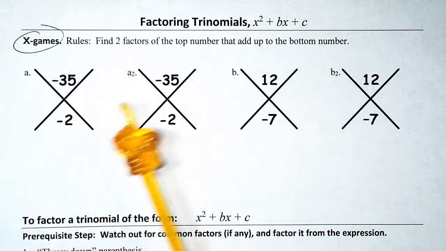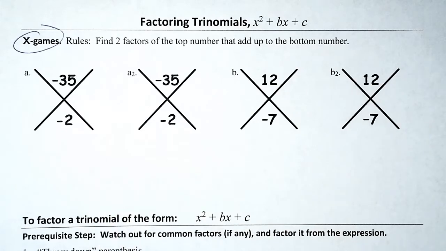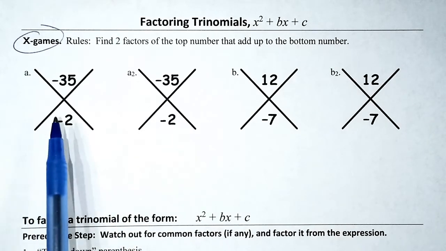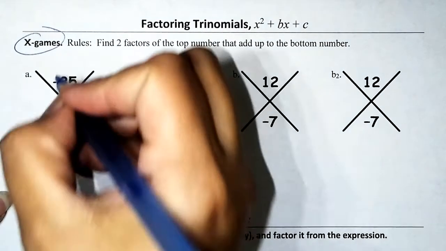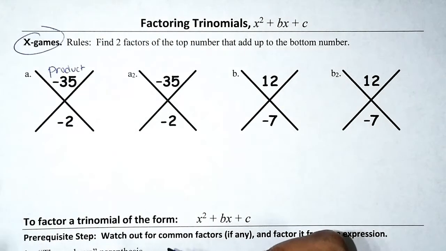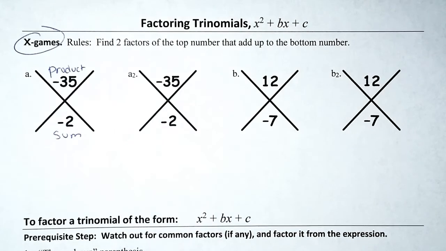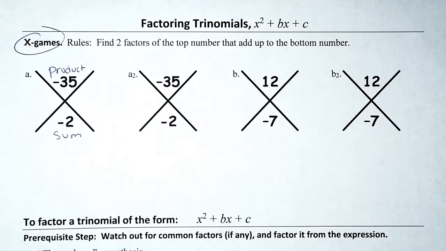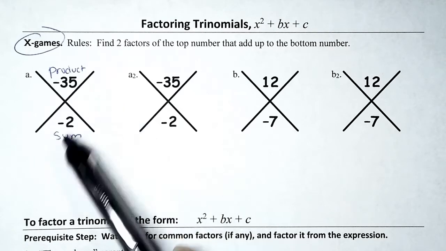So for problem A, we want factors of the top that add up to the bottom. Using my math words, we want factors of negative 35 that add up to negative 2. Well, who speaks like that? So let me just write it out. We want factors of the top, so our sides are going to have to multiply to negative 35. We want factors of the top that add up to the bottom, so our sides will have to add up to negative 2. So what are factors of negative 35 that add up to negative 2? What times what is negative 35, and at the same time, the sum of those two factors will give us negative 2.